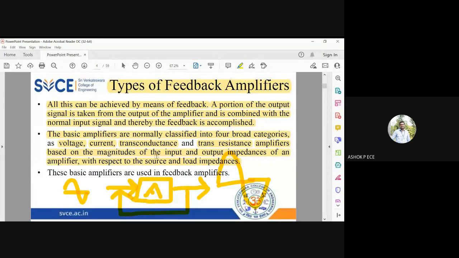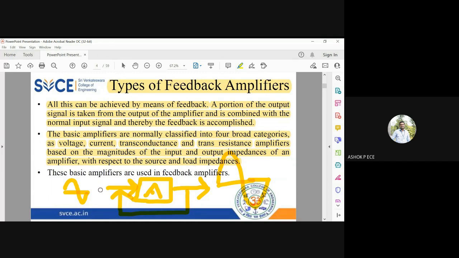You can also measure the input and output impedance of the amplifier. Along with the input and output impedance, you can measure all the other parameters, like voltage gain, current gain, transconductance, and transresistance. Any amplifier will have an input and an output, right? On the input side you will have a source resistance, and on the output side a load resistance. All of these are considered when you compute the parameters: voltage gain, current gain, transconductance, transresistance, input impedance, and output impedance, along with the source and load impedances.